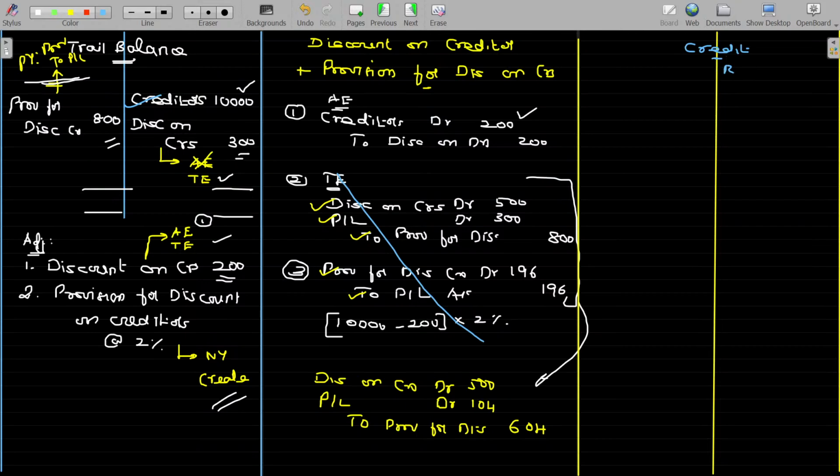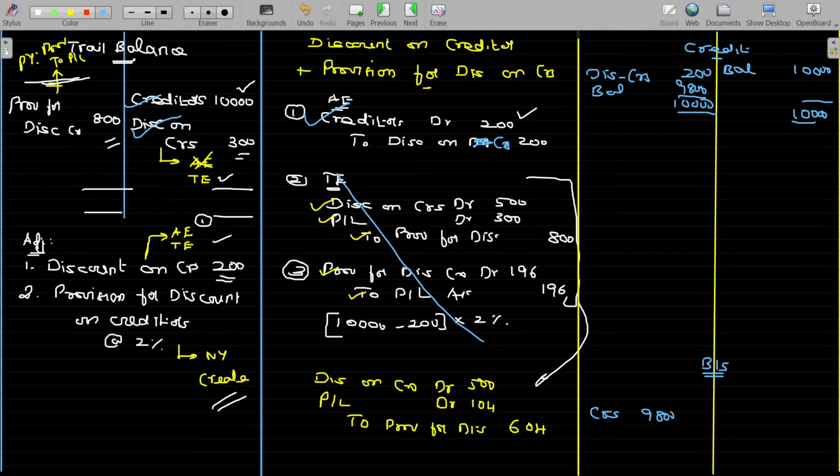Creditors account, balance in the credit side 10,000, and then here is creditors to discount on creditors. I missed here also, discount on creditors 200. No more adjustment required for the creditors. If I tally this, I will end up with 9,800 rupees in creditors balance. This will go to the balance sheet. Liability side, creditors 9,800.